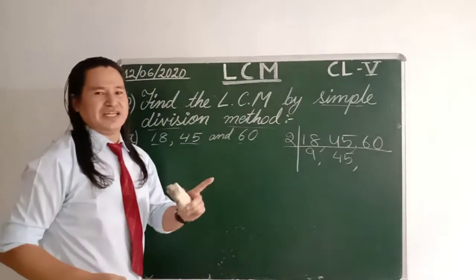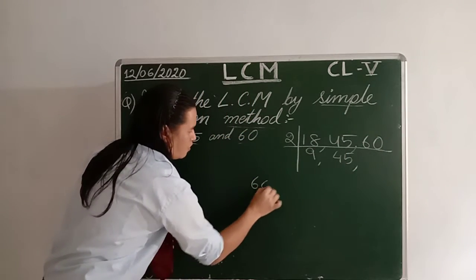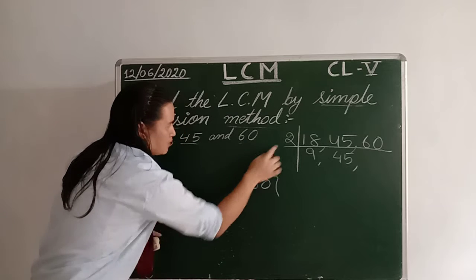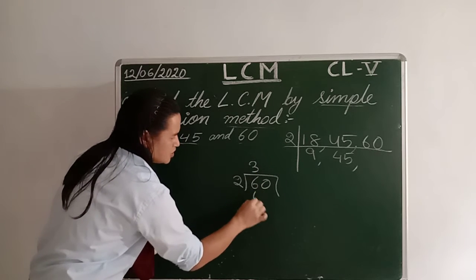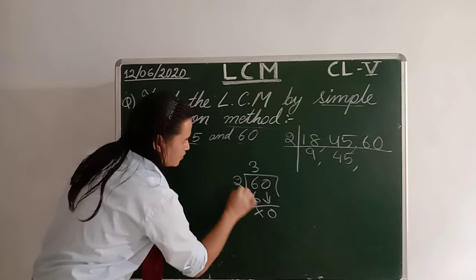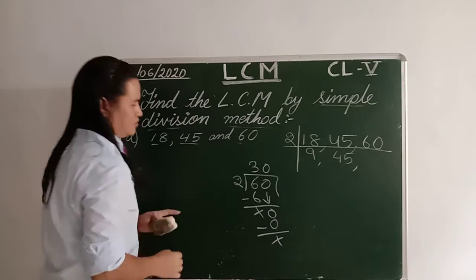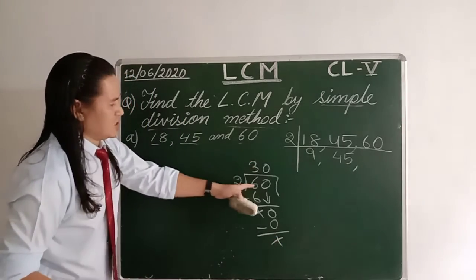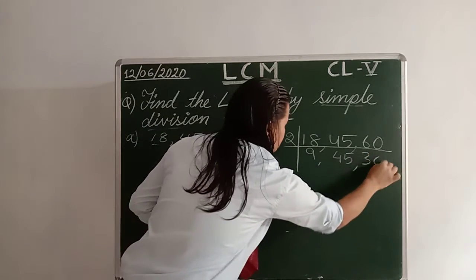Then again we will proceed to 60. Suppose if we get a bigger number, then what we can do, you can just divide this 60 and try to break down by the same factor, that is 2. So how many times does 2 go? 2 3s are 6. Subtract it, bring down 0. 2 0s are 0. So remember you are getting 0. That means 2 30s are 60, so we can write down 2 30s are 60.